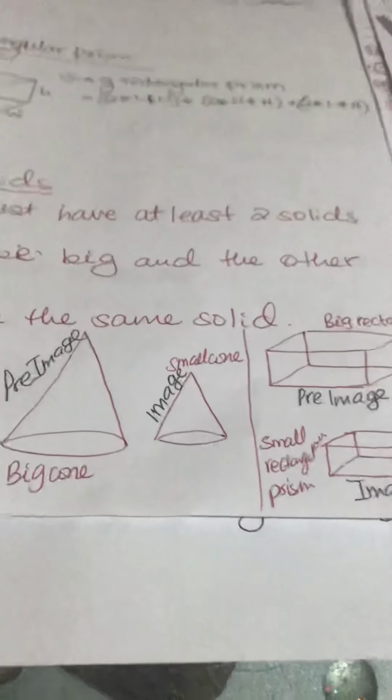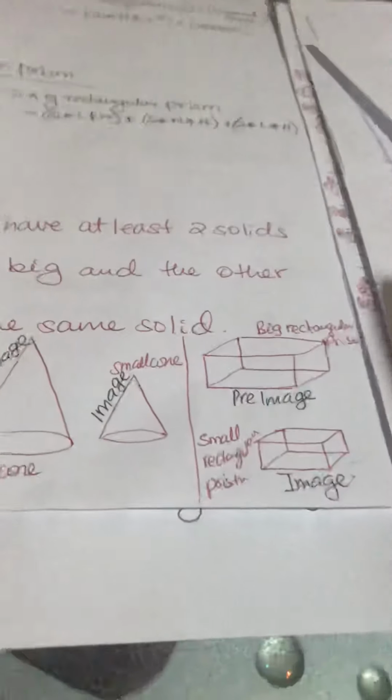Okay? They must be the same solid. They have to be the same solid. So you see here, I have 2 cylinders. I have 2 cones. I have 2 rectangular prisms. One is small, the other one is big. One is big, the other one is small. It doesn't matter. It depends on the question. They might start with the small, they might start with the big. It really does not matter. Okay? But as long as there are 2 of them.